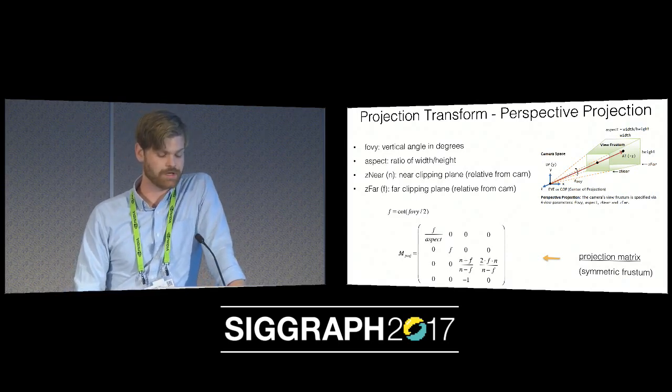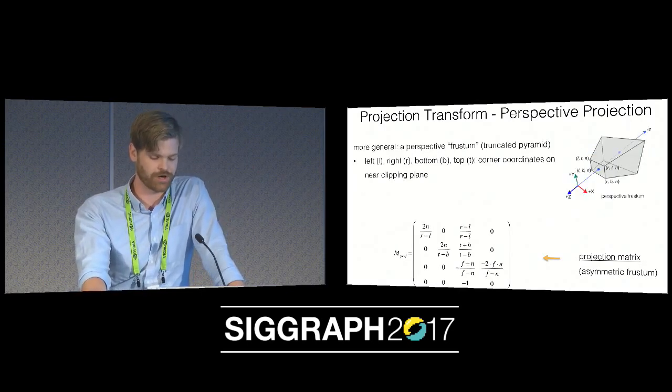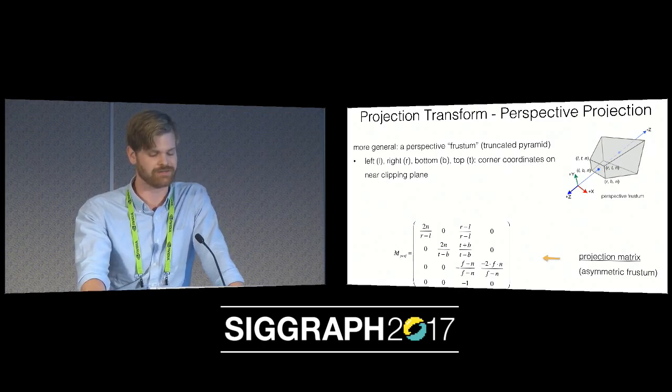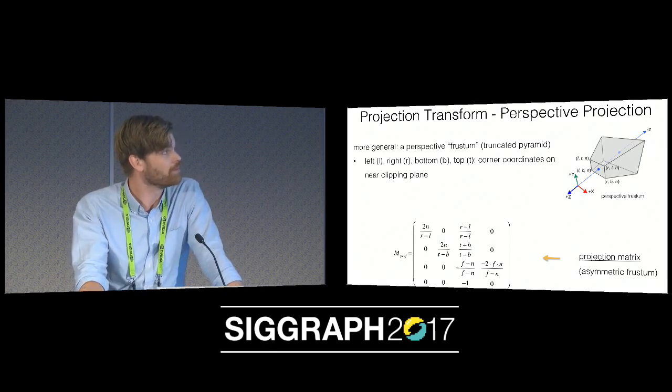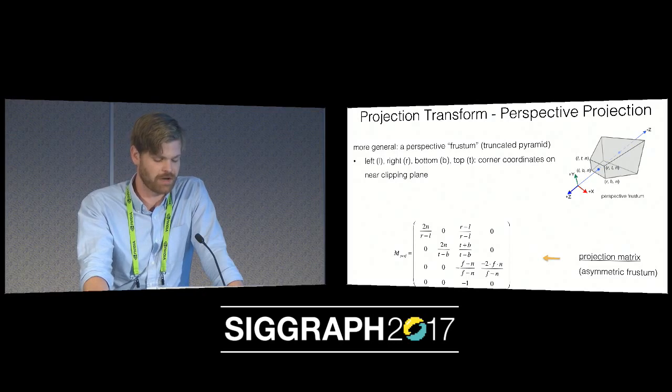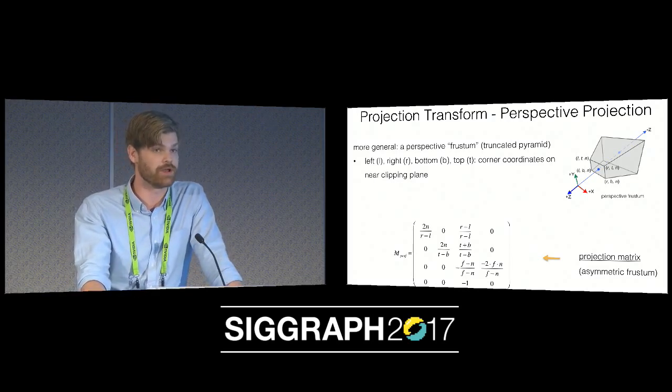The more general version of this is the asymmetric perspective projection, where we define it as the intersection of some frustum with a near clipping plane, or a rectangle at the center of our projection, and we define it as this matrix here. The four important parameters are the left, right, bottom, and top corners of the intersection of that frustum with this near clipping plane. And we're going to be using this pretty heavily when we implement the stereo rendering in a couple of minutes.